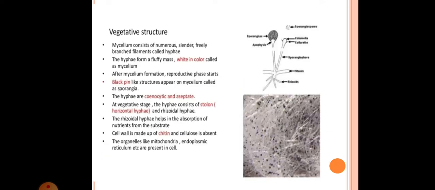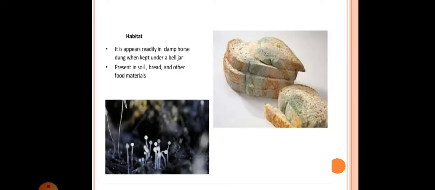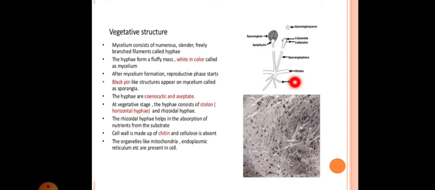Okay, then the vegetative structure of the mucor. Here you can see the vegetative structure of mucor. So here the mycelium consists of numerous cylindrical, freely branched filaments. These are called hyphae. So here you can see these numerous branched filaments. These are known as what?